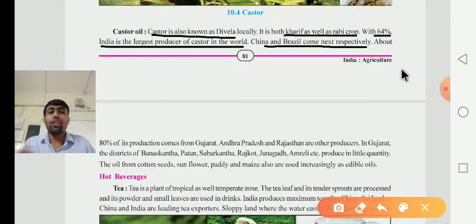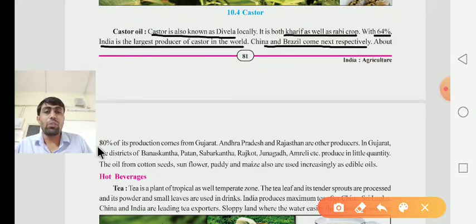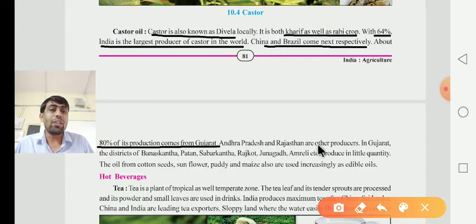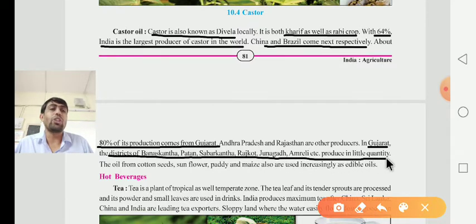About 80 percent of its production comes from Gujarat state. Andhra Pradesh and Rajasthan are other producers. If you study particularly Gujarat, the districts of Banaskantha, Patan, Sabarkantha, Rajkot, Junagadh, Amreli, etc. produce castor in little quantity.